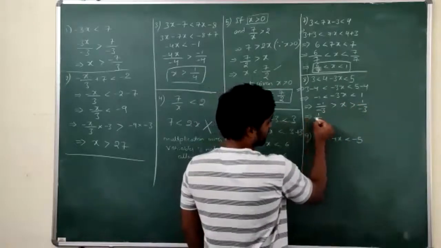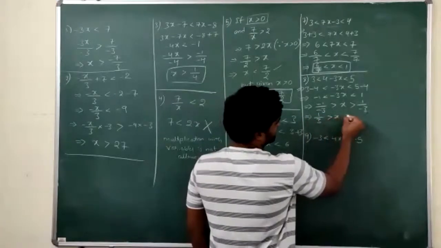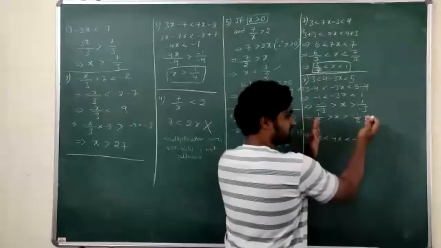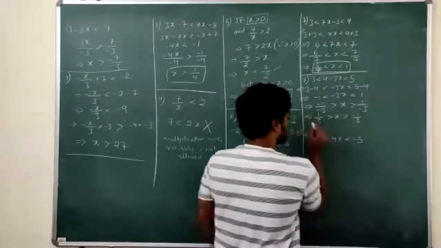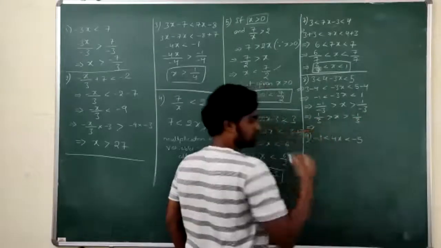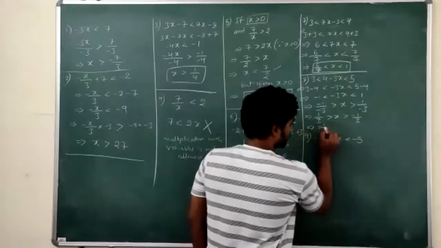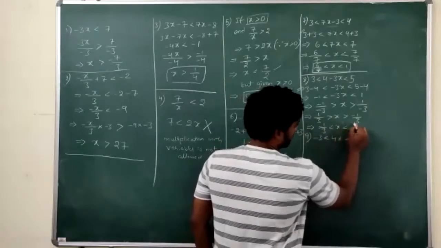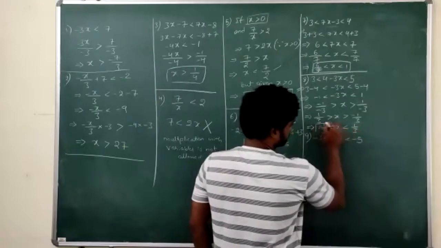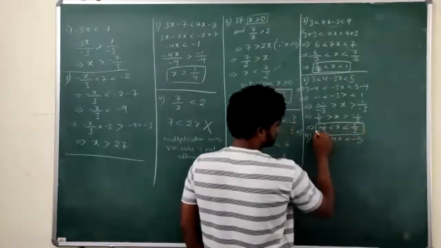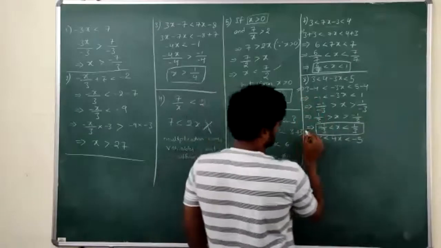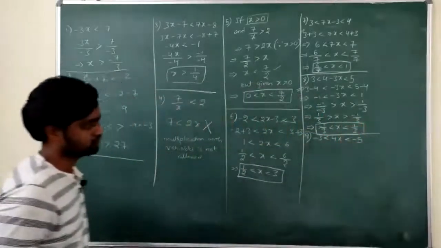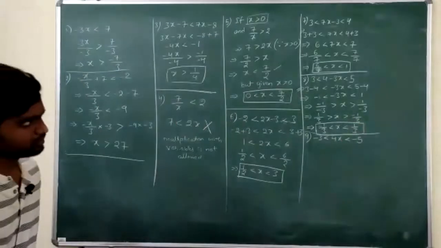So now it becomes 1 by 3 greater than x greater than minus 1 by 3. Take the mirror image. Mirror image is just reverse the inequality. Minus 1 by 3 less than x less than 1 by 3. Understood?